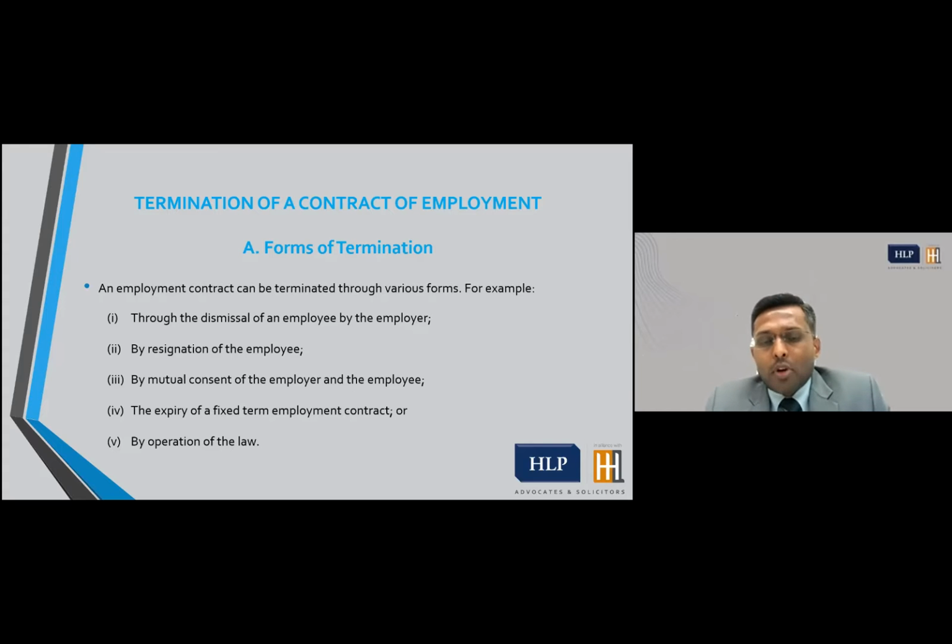Another way in which an employment contract can be brought to an end is through the expiry of a fixed-term employment contract. Like I explained to you earlier, a fixed-term employment is where you employ a person for a specific duration, a specific period of time. And once that period of time has lapsed, the employment contract is automatically terminated. It automatically comes to an end unless it is renewed. And another way in which an employment contract can come to an end is through the operation of the law. For example, the employment contract is frustrated. I will explain this to you shortly.